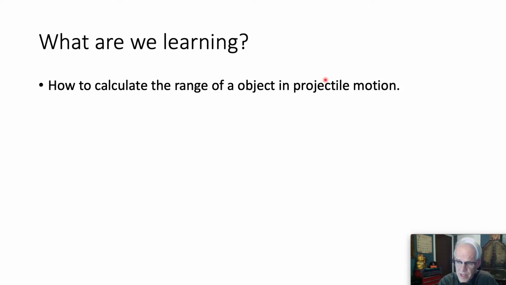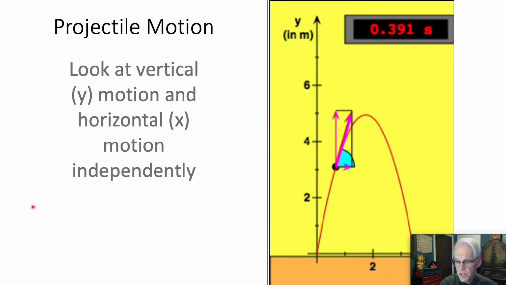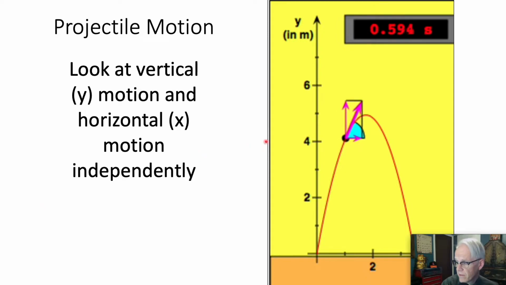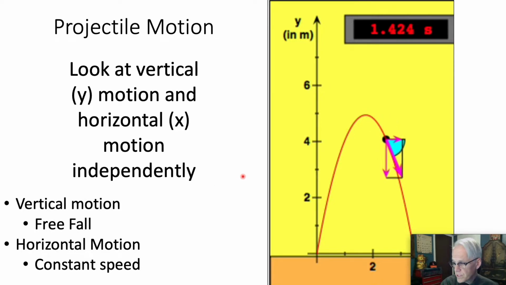What are we learning? We're going to learn how to calculate the range of an object in projectile motion. When looking at projectile motion, we need to look at the vertical and horizontal motion completely independently. The vertical motion is just free fall. The horizontal motion is constant speed.